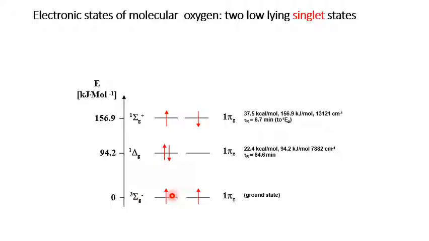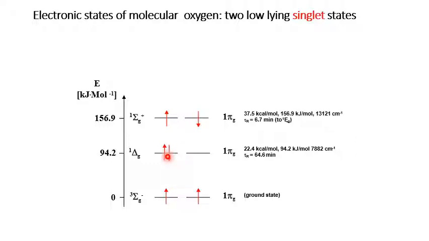Another possibility is that the two electrons reside in the same orbital. Here you can see that this state has around 22.4 kilocalories per mole more energy than the ground state. And this is a singlet state because there is no unpaired electron. All the spins are coupled and cancel each other. S is equal to 0 and 2S plus 1 is equal to 1.